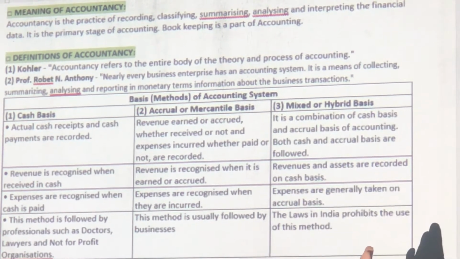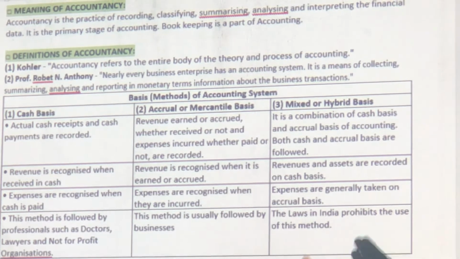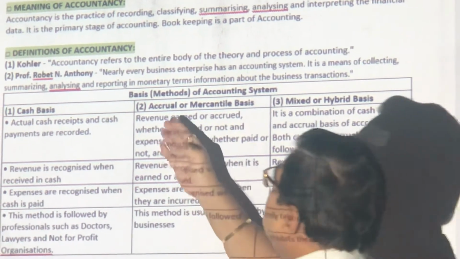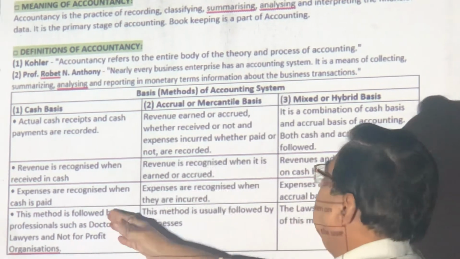Okay, what business is doing. We don't want to know quantity in some vague term. Tell me in terms of money. Now, how do we do accounts? 1, 2, and 3.